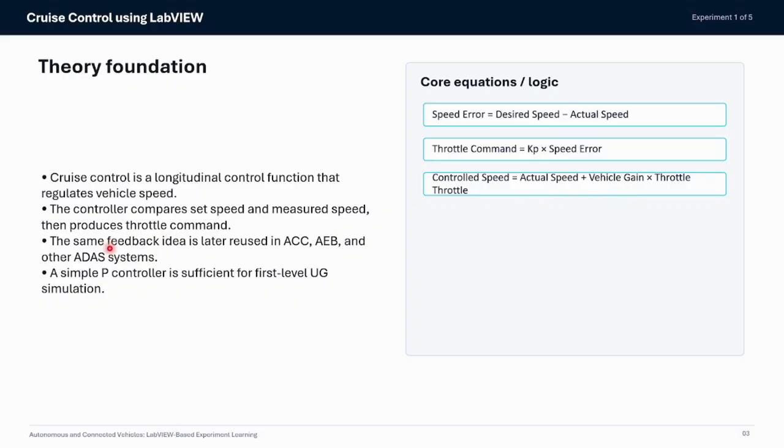This feedback is later used in ACC (adaptive cruise control), AEB (adaptive emergency braking), and ADAS systems. We can extend this logic also. Here we use simple P control for the UG level students. If you want to go to an advanced level, we can use different types of controllers and compare them all.